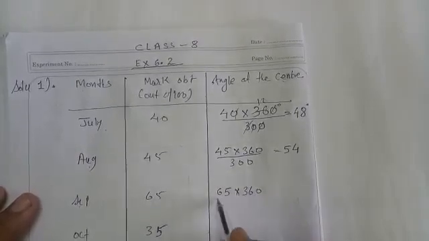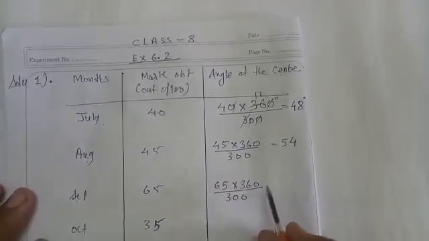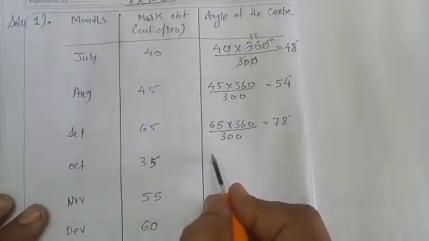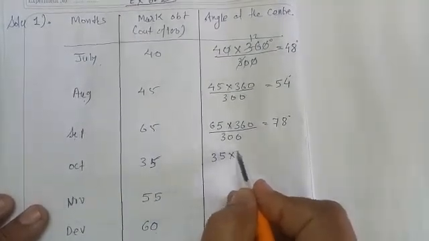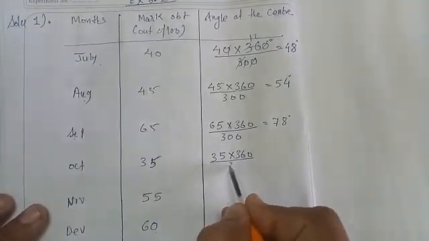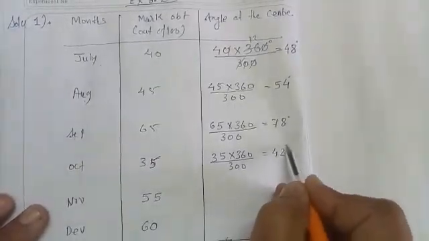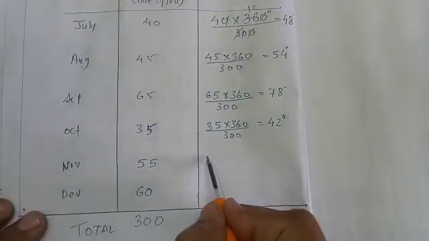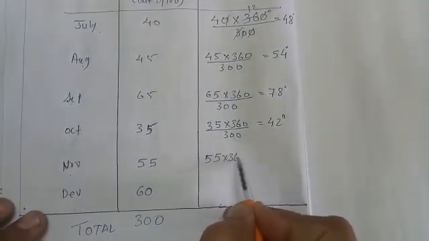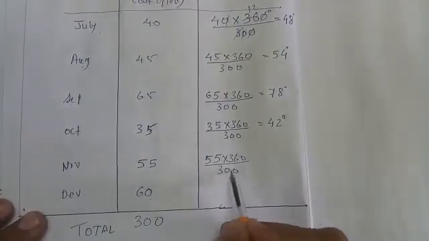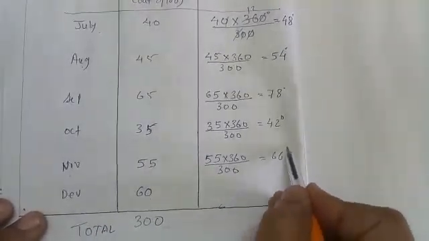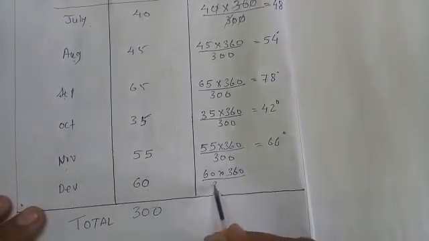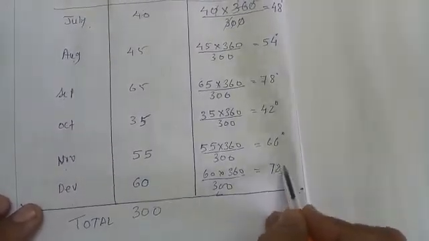Third, 65 into 360 upon 300, that is 78. Now the next, October, that is 35 into 360 upon 300. You will get 42 degree. You have to cancel it. You know how to cancel; I have shown you the first one. Now November, 55 into 360 upon 300. If you solve, you will get 66. And the last one is 60 into 360 upon 300. If you solve, you will get 72.